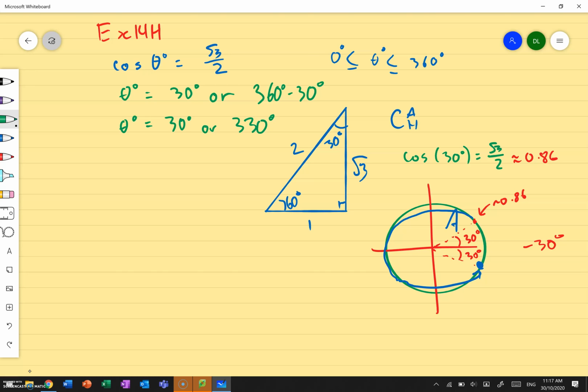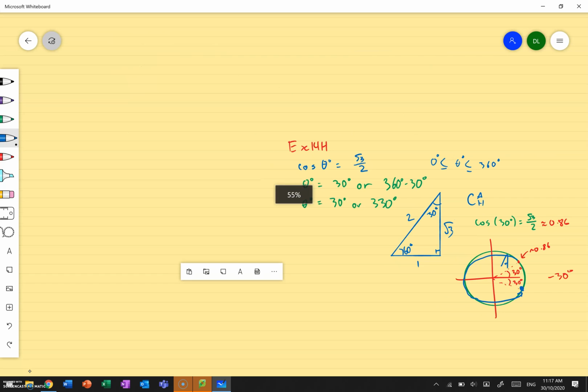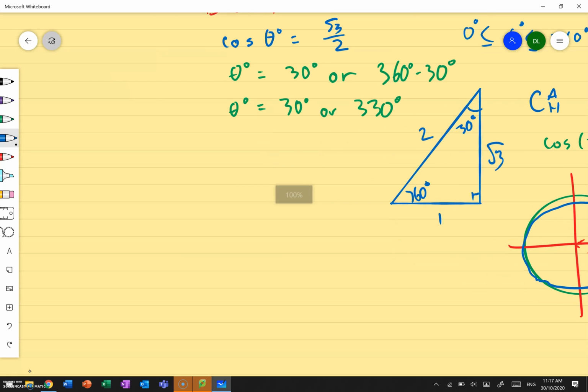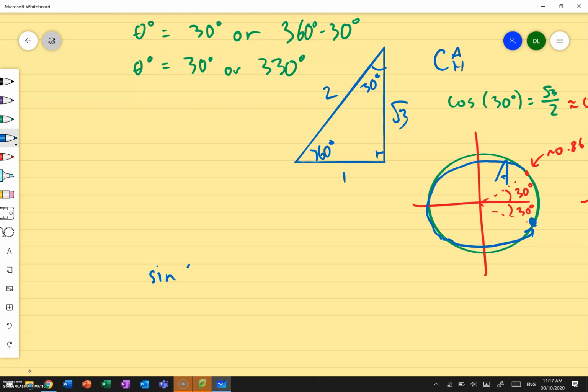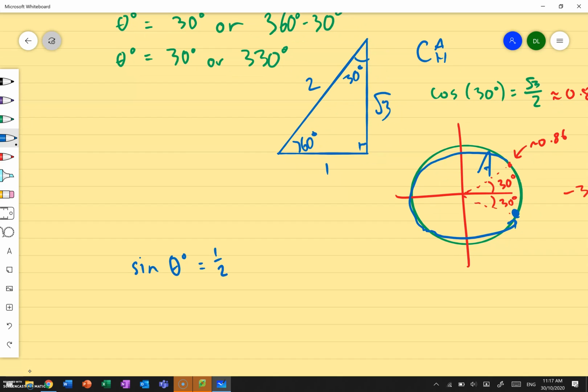No? Okay, let's do one more example before we get to the more difficult one. I apologize, I know this is already a little bit complex. So let's say I have sine theta degrees equals 1/2. Same domain, so I'm going to write 0 to theta to 360. Now, what's the first thing I do? Actually, no, I'm going to change the question. Let's do negative half. All right, what's the first thing I should do?